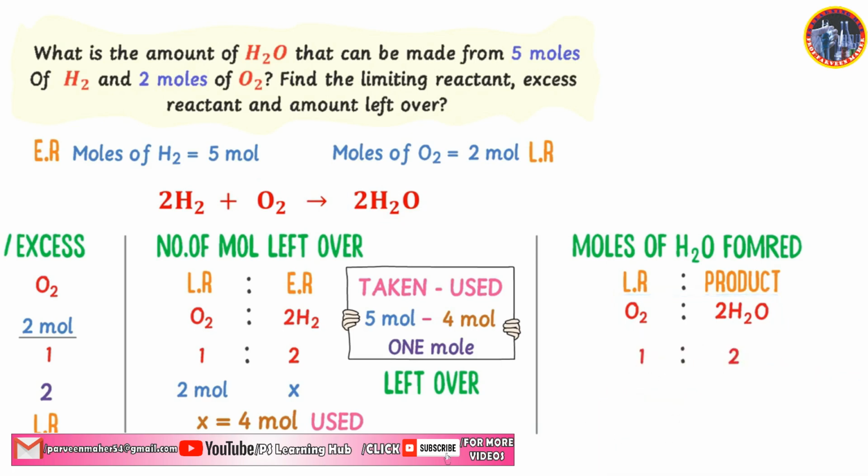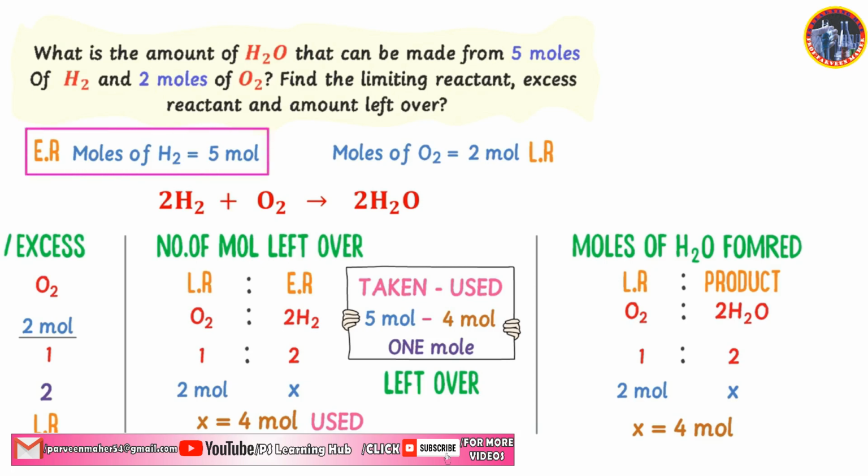We know that oxygen gas O2 is limiting reactant and we have taken only 2 moles of oxygen gas O2. So using this ratio, we can calculate the number of moles of H2O formed. Let it is X mole. After cross multiplication, I get X is equal to 4 moles. Thus the number of moles of water formed in this chemical reaction is 4 moles. Therefore, we say that 5 moles of hydrogen gas and 2 moles of oxygen gas react together to form 4 moles of water. Hence, note it down this numerical question.